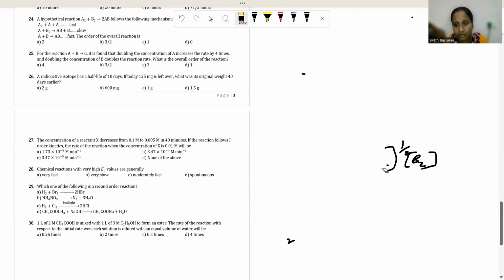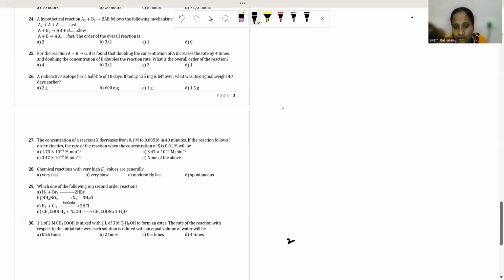According to the initial rate method, we are supposed to make equations for two different conditions. Now, what is the hypothetical equation given here? The hypothetical equation is A plus B giving rise to C. Now they are telling us that A is increased by 2 times, and hence the rate is also increasing by 4 times. And hence, how do we write it?